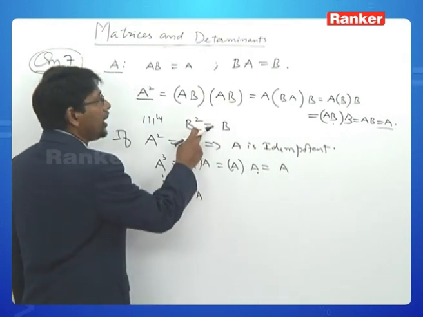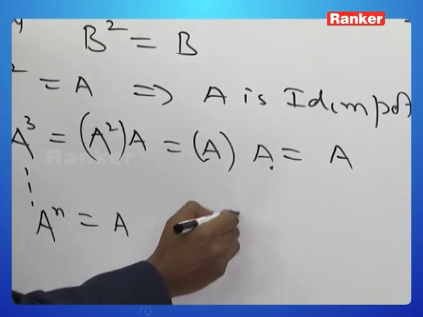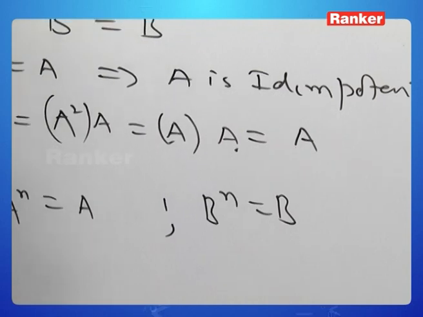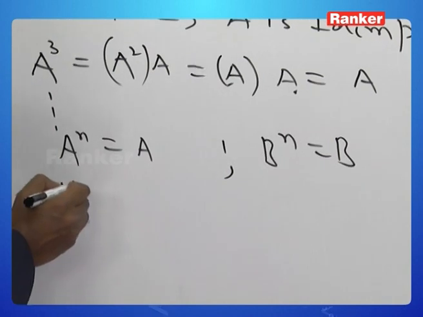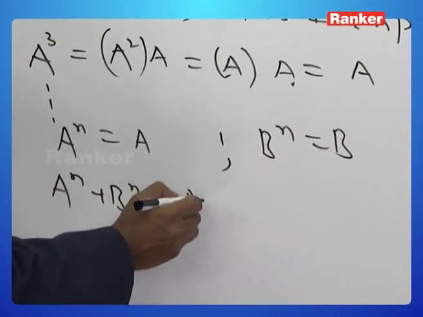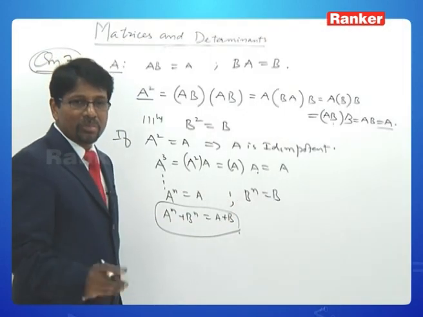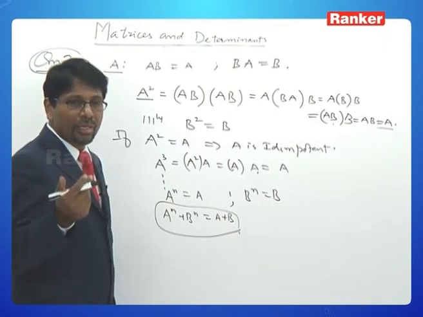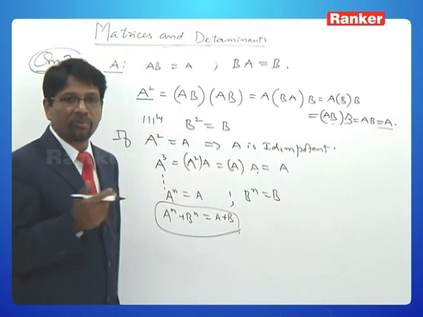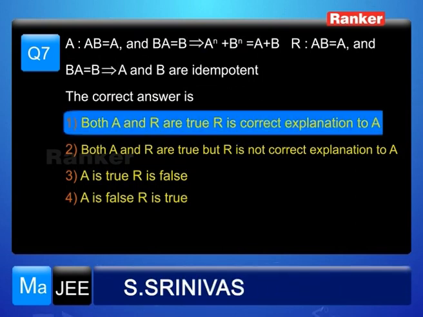Similarly, what we have done for A is also true for B. There is a symmetry in the given equations. So B power n is also equal to B. Therefore, clearly A power n plus B power n is equal to A plus B. Clearly, this is true. So we observe that both the statements A and R are correct, and R can be taken as the explanation for A. So the answer is the first option.